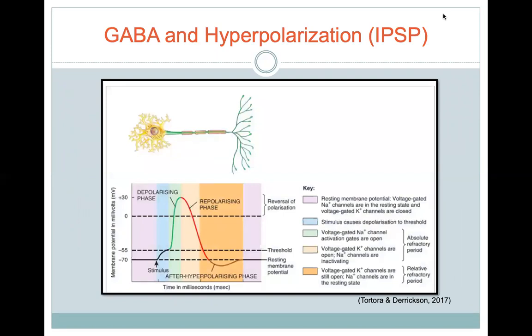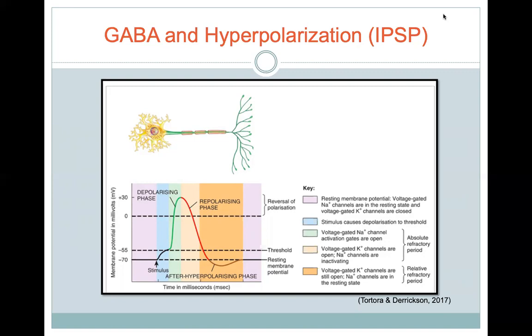So let's quickly review how an action potential is generated. As we know, the resting membrane potential of the cell is minus 70 millivolts and is primarily determined by the potassium concentration gradient and the cell's resting permeability to potassium, sodium, and chloride ions. A change in either potassium concentration gradient or permeability to ions changes the membrane potential.